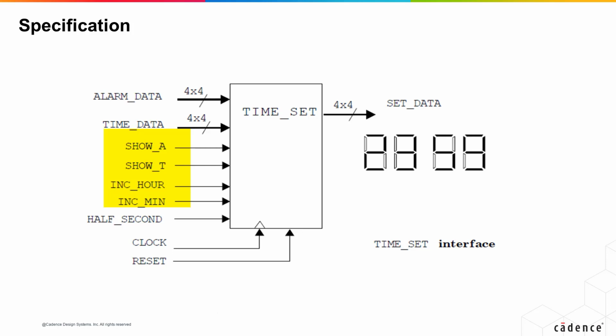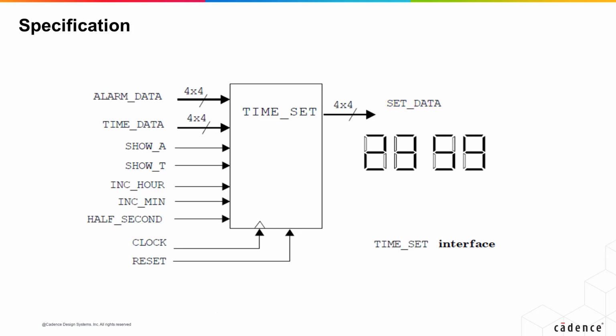Show_A, show_T, increment R, and increment min are all generated by the alarm clock controller. Show_T and show_A are mutually exclusive. So are increment min and increment R. Half second is generated by the pulse generator component. Time_data is generated by the time count component. Alarm_data is generated by the alarm register component of the final design. Set_data is the output.